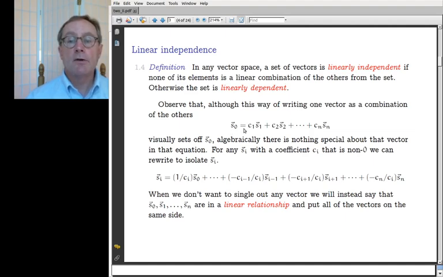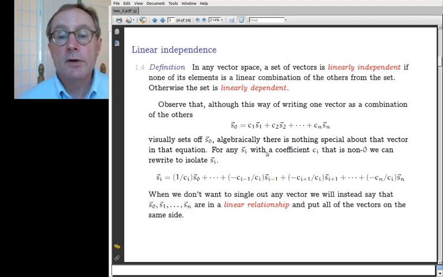If I write a vector as a linear combination of the others, if I write S0 as a linear combination of the S1 through Sn, visually I've set S0 off, but in fact algebraically I've got a kind of unbalanced situation there because I have one vector being treated differently than the others. It's algebraically convenient here to move it over to the other side of the equation and get 0 on the left and then just some combination of S0 through Sn on the right.